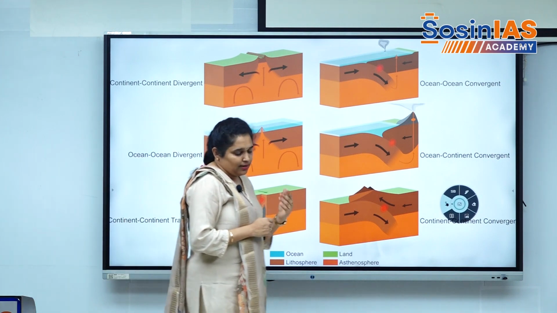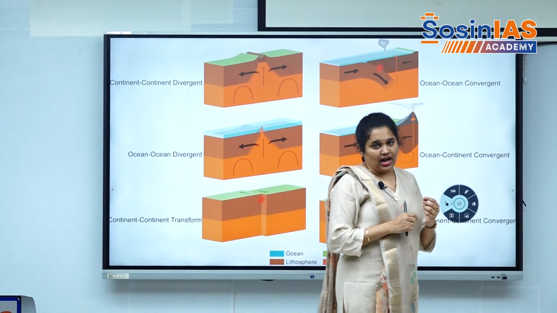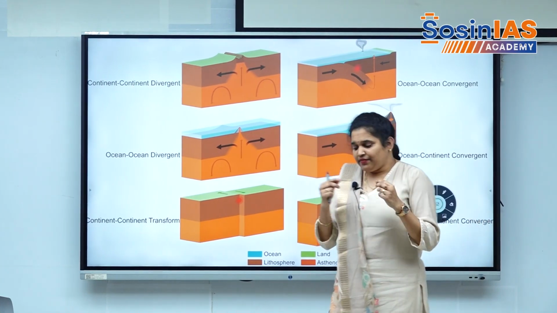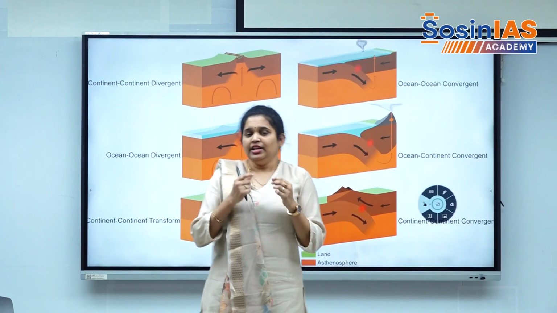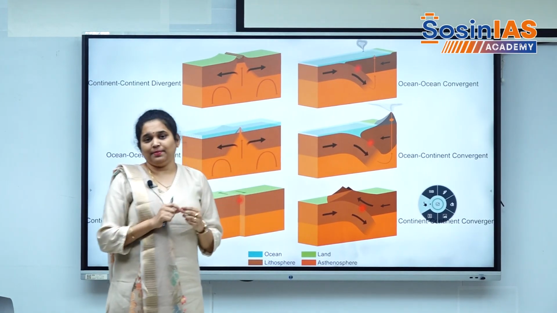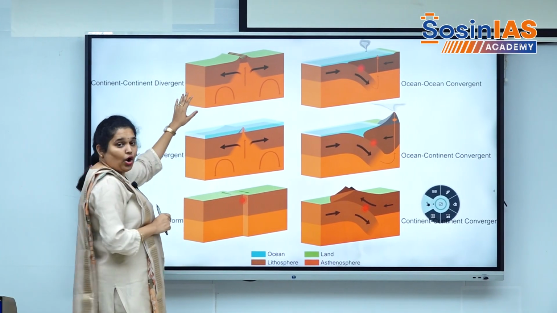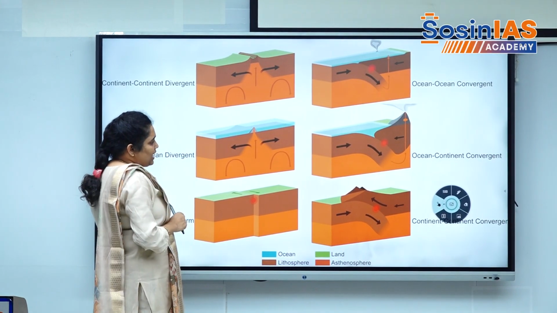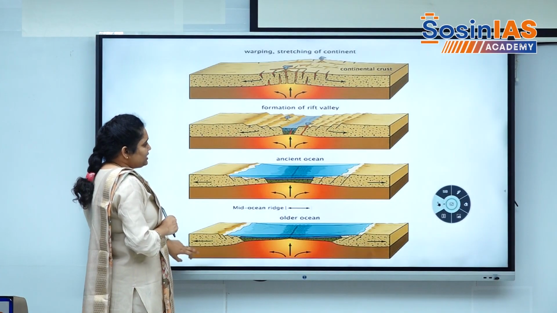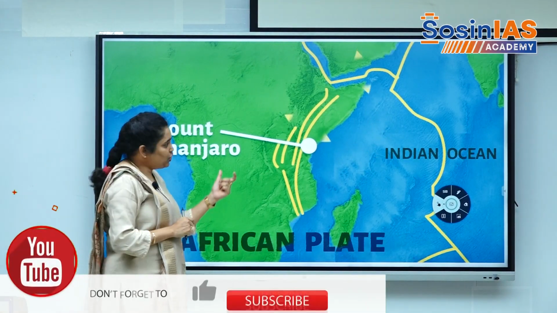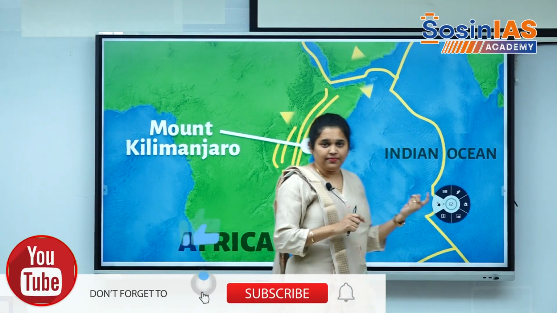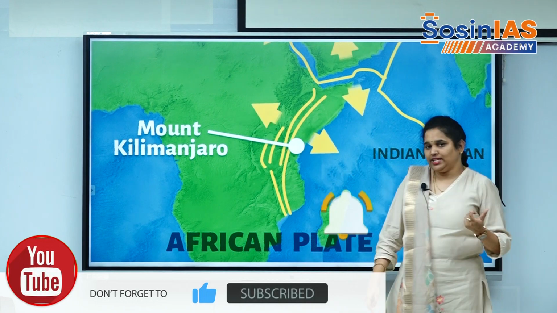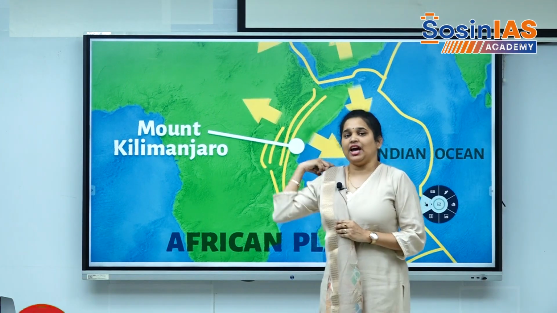Further, plate tectonic theory continues to say that we have continental crust and oceanic crust, and there are different interactions. For example, if you observe the divergent plate boundaries, there is continent-continent divergence. What was the example for that? The example is the East African Rift Valley. Observe the Africa region, just towards the eastern side of it, close to Mount Kilimanjaro, you have the East African Rift Valley.